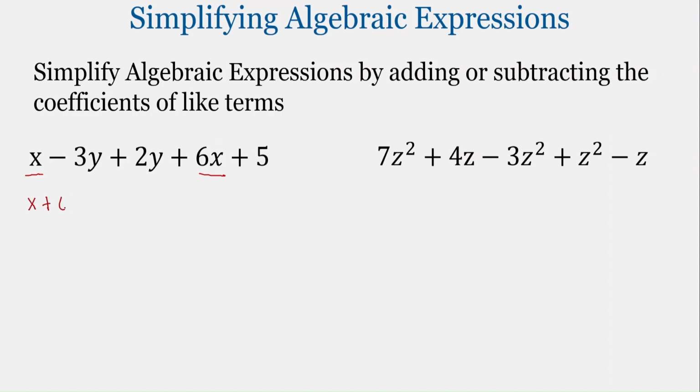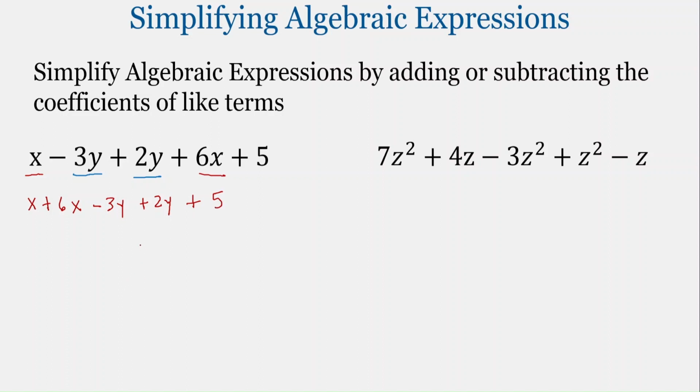It's x plus 6x. And then we also have terms that have the variable y raised to the first power. So we have negative 3y and 2y, and we can group those. So negative 3y plus 2y. And then that leaves us with 5 plus 5. We'll go ahead and group our constants.